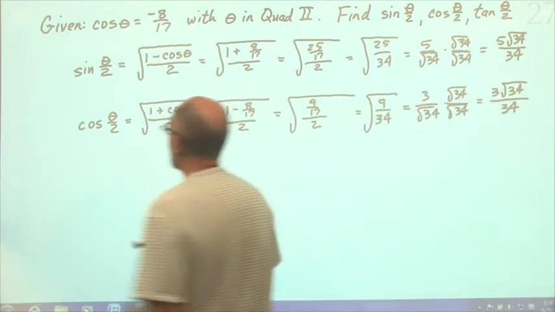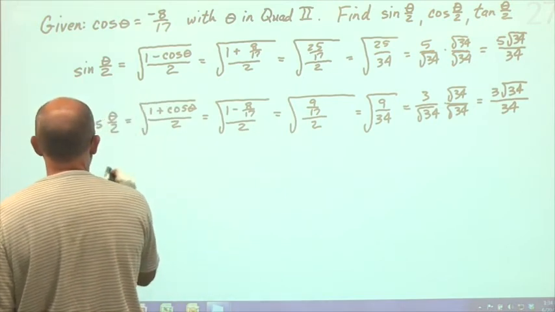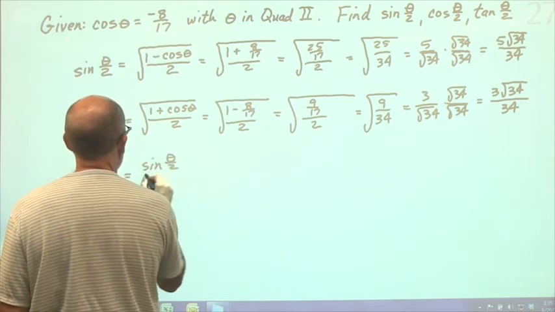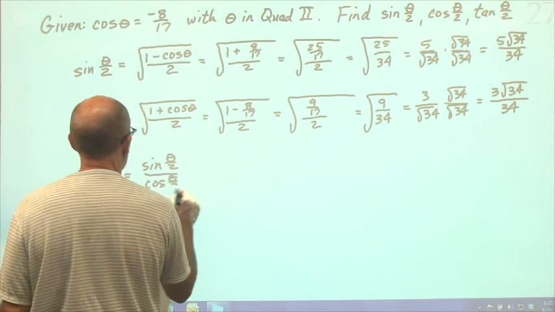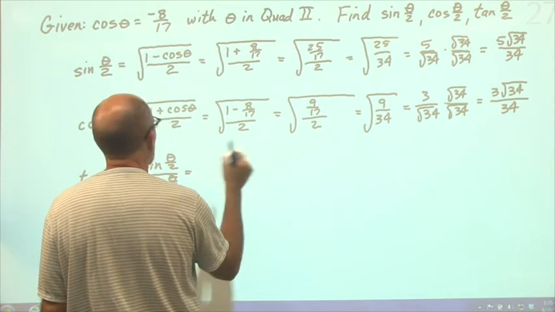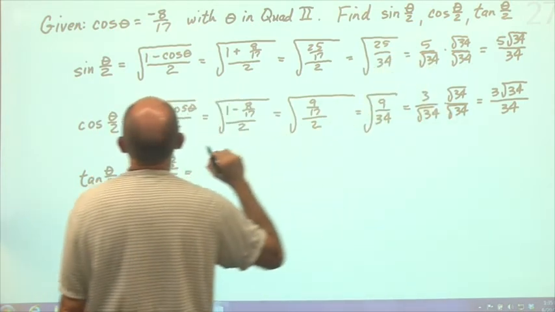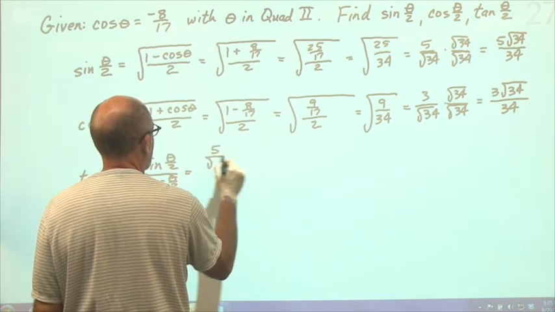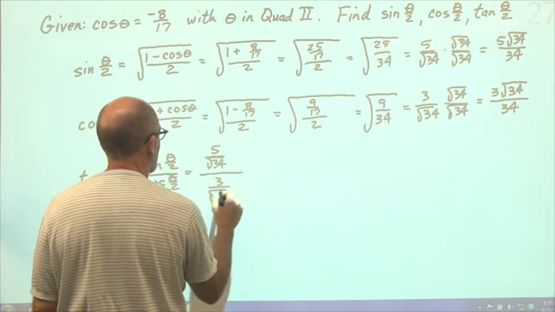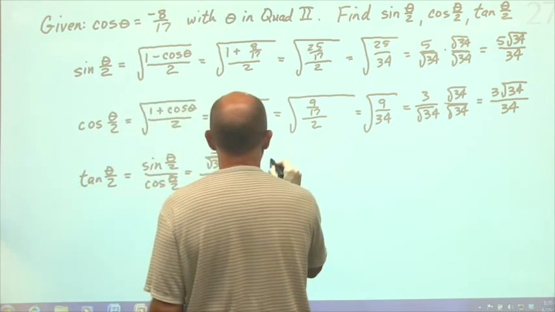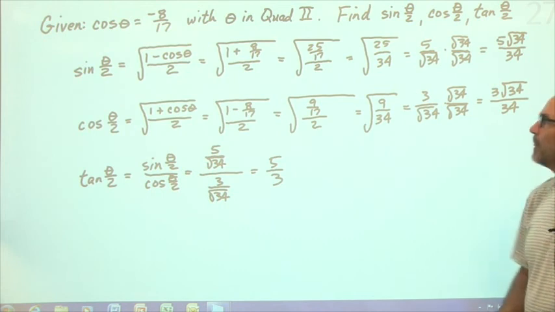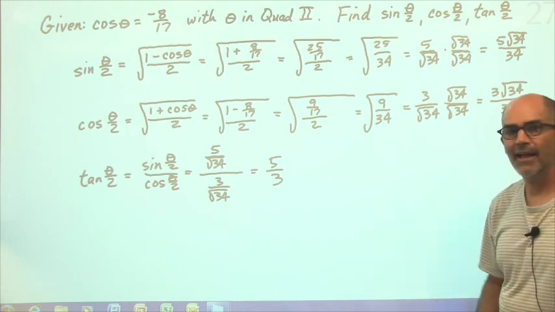And tangent theta over 2, we really just have to go sine theta over 2 over cosine theta over 2. So that means, well, let's just do it with the 5 over square root of 34, divided by 3 over square root of 34, which equals 5/3. That's it. Piece of cake. Have fun with these.